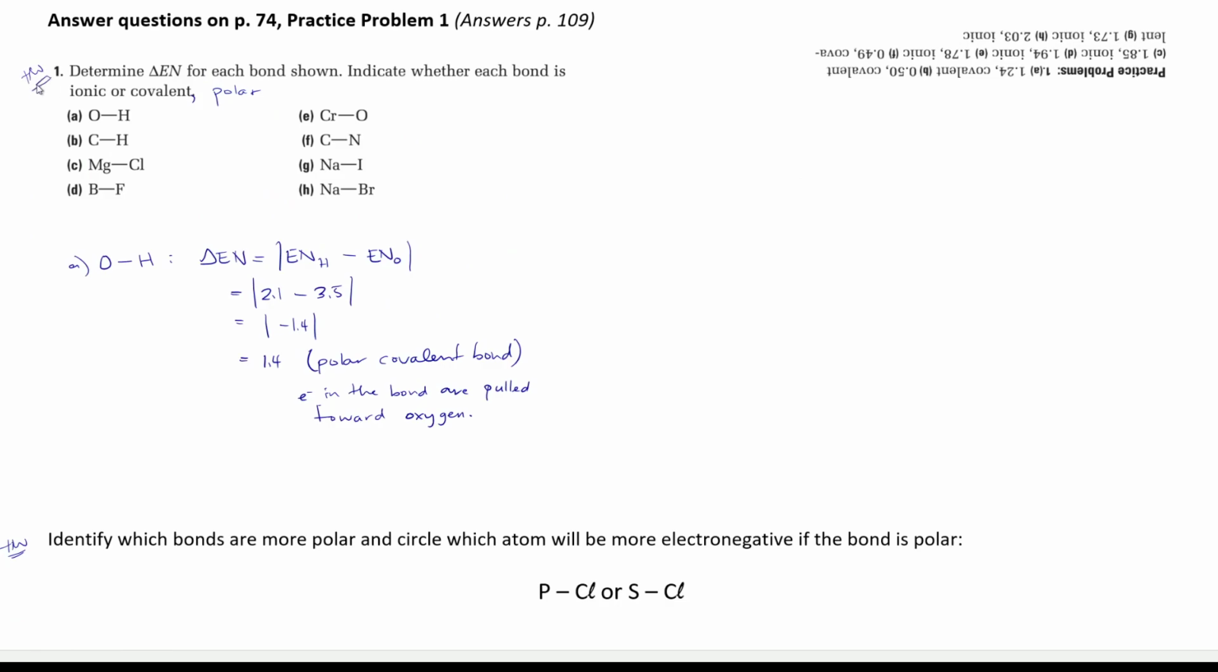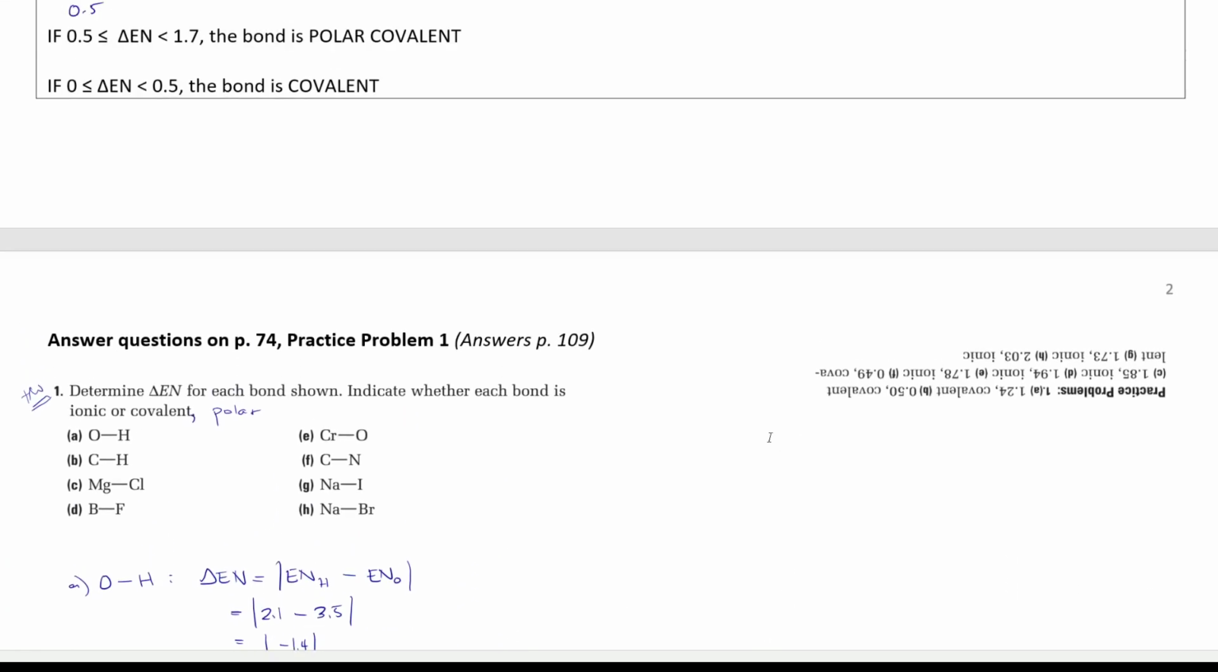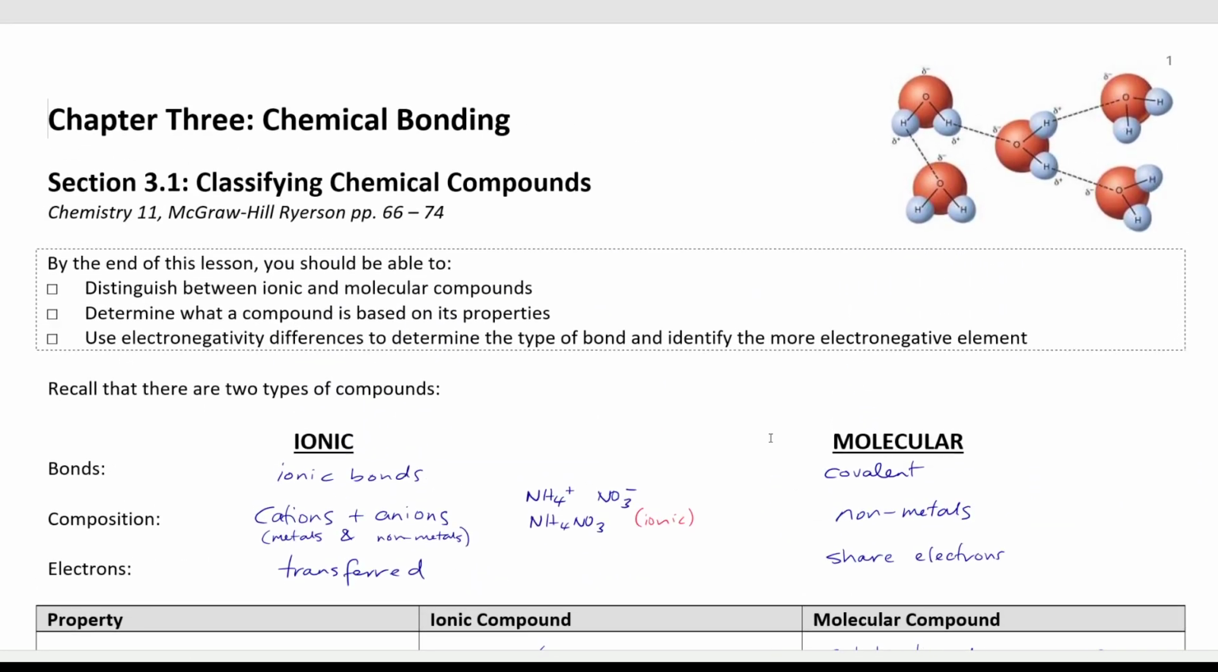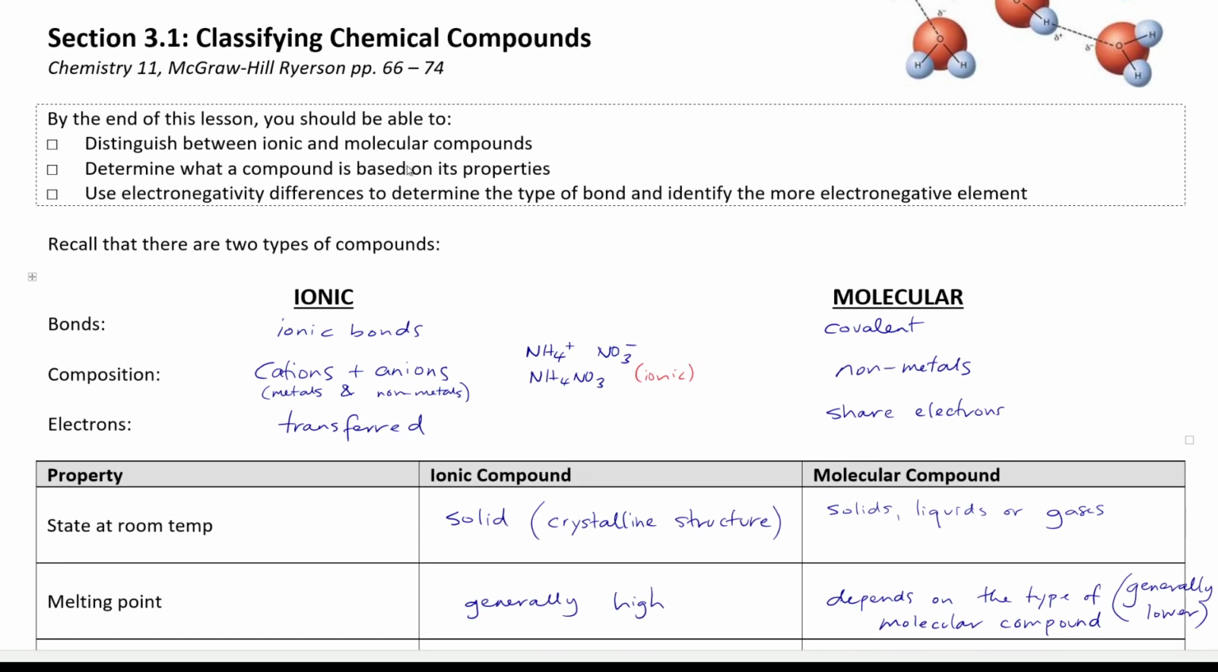And let's quickly go back to the learning expectations that we had at the beginning of this lesson here. We talked about the difference between ionic and molecular compounds right here. We looked at their differences in properties, and then we used the electronegativity scale to determine the type of bond.